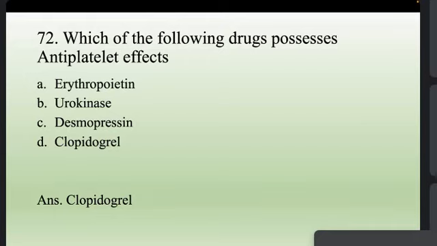Vasodilator? In which condition is it used? It reduces the frequency of urination, I think. Correct. It is an antidiuretic hormone. It is very commonly used in diabetes insipidus, also called water diabetes. Okay, so the answer here is clopidogrel.